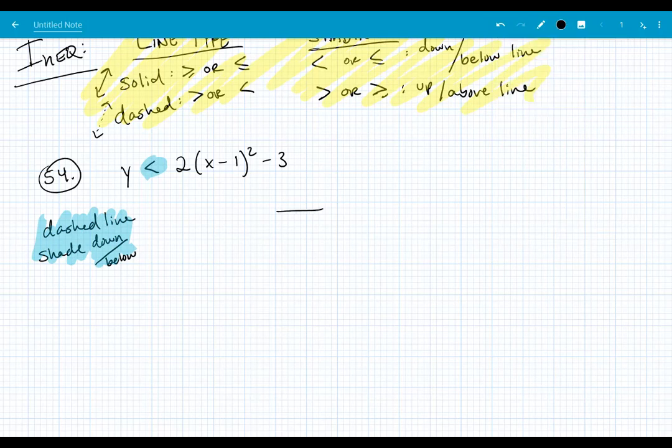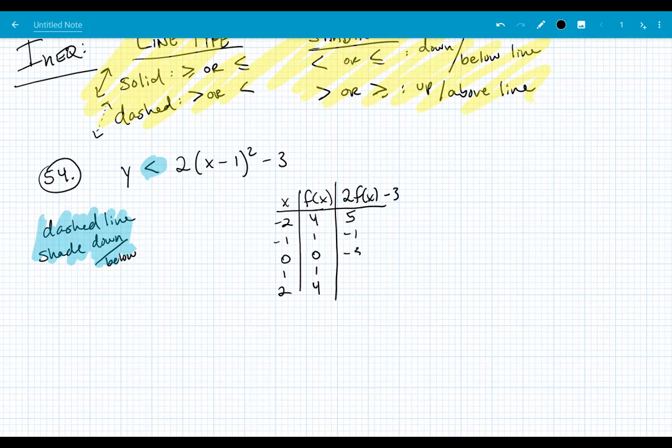So, parent function table, x, f of x. Negative 2 to 2. 4, 1, 0, 1, 4. I'm changing the y values in this case by multiplying by 2 and subtracting 3 because they're outside the parentheses, like we've talked about. Working those numbers out, what we have here is 5, negative 1, negative 3, and then the reflection of that, and 5. X values, x lies, keep that in mind. So we're going to actually do the opposite, so add, which is negative 1, 0, 1, 2, and 3. So these are my coordinates.